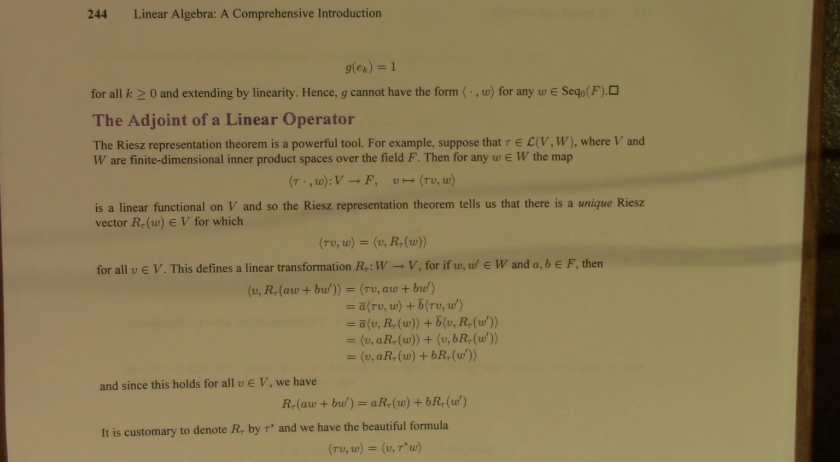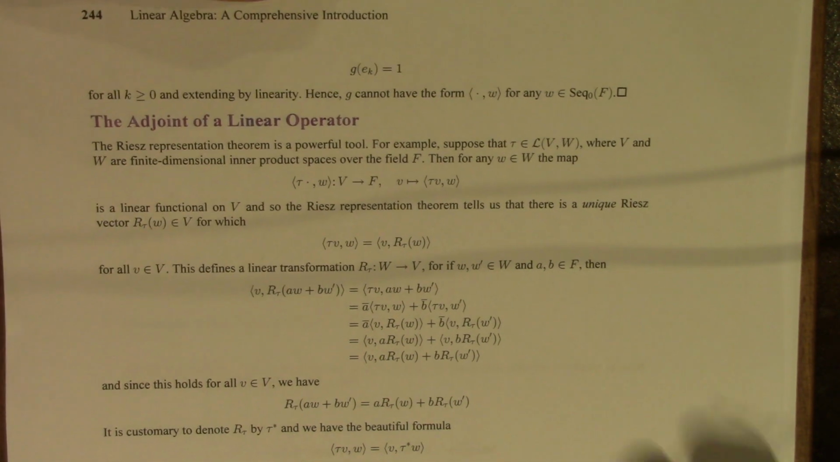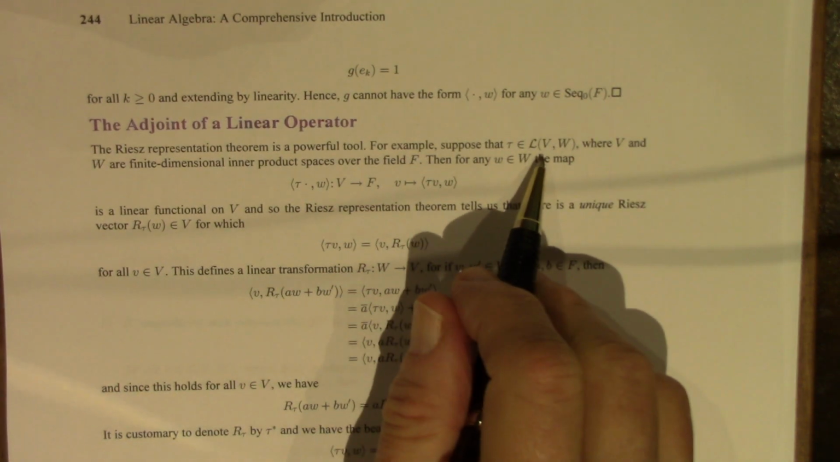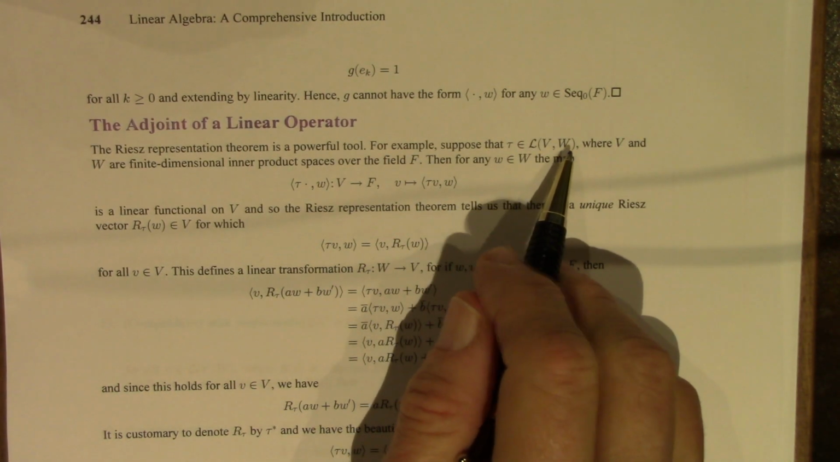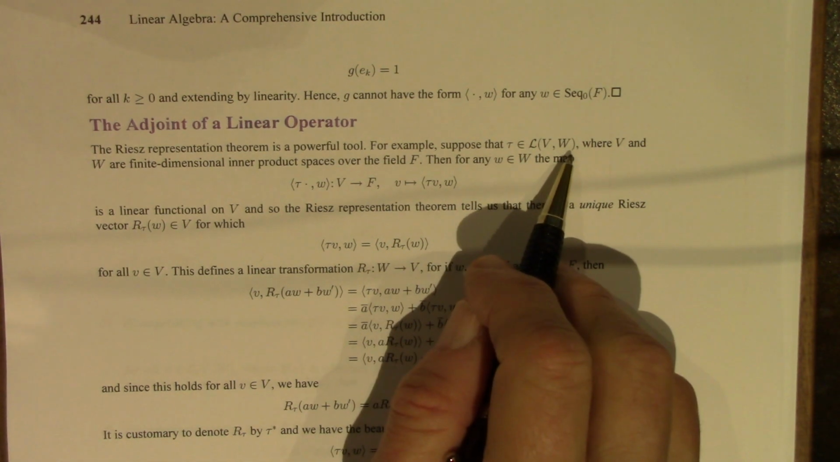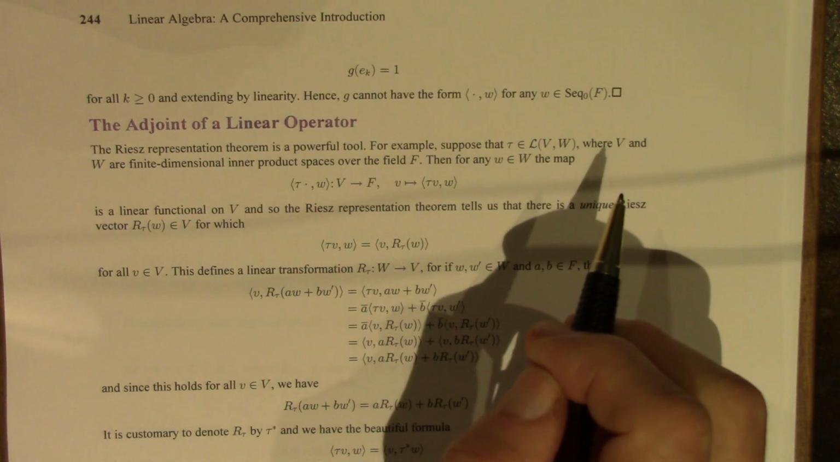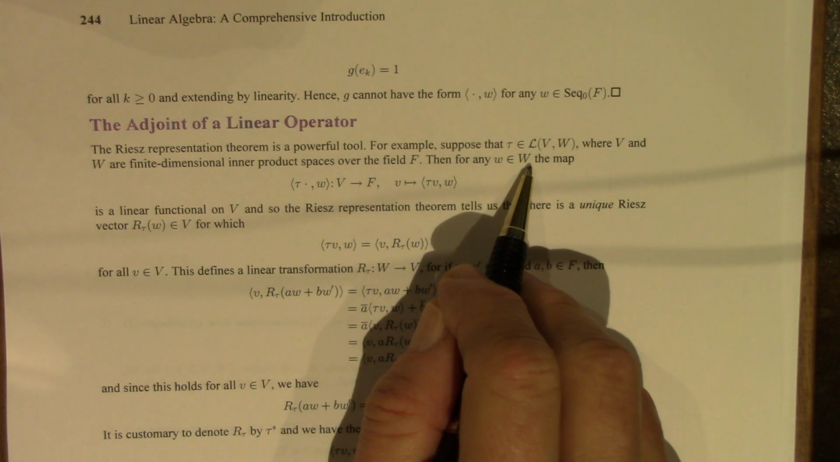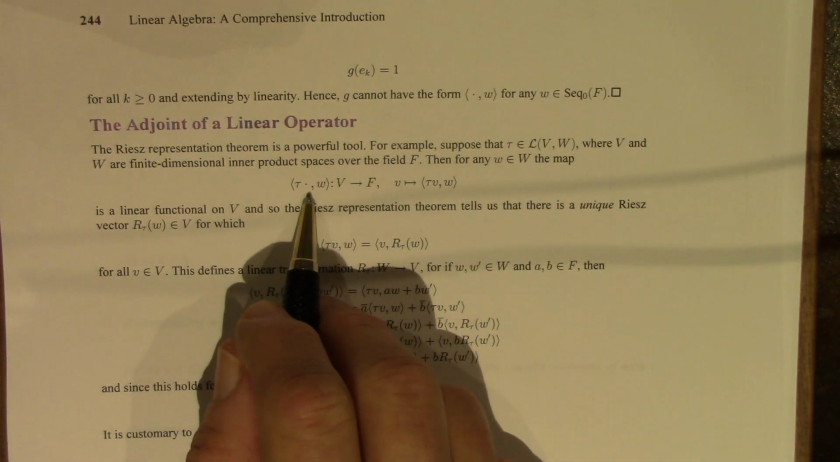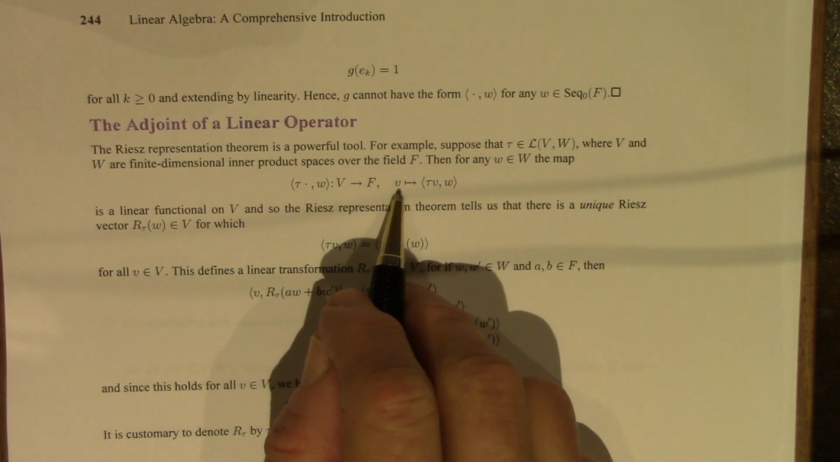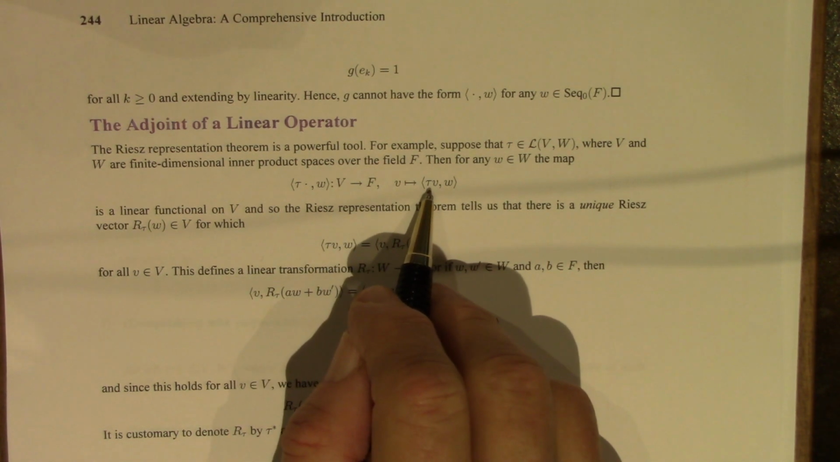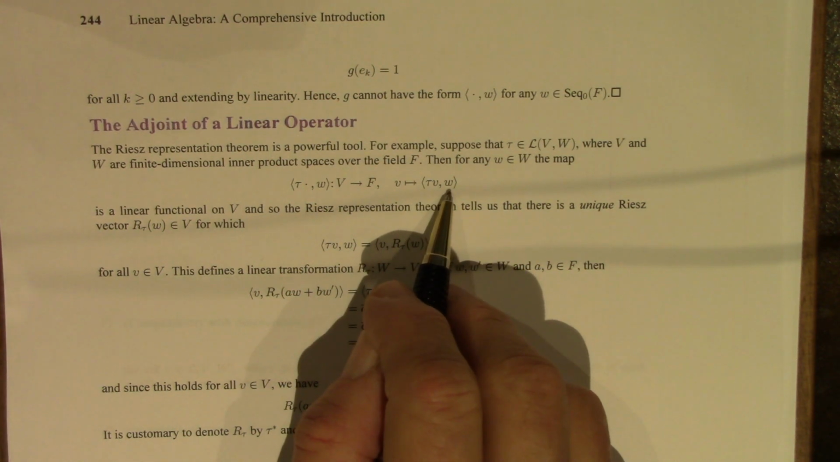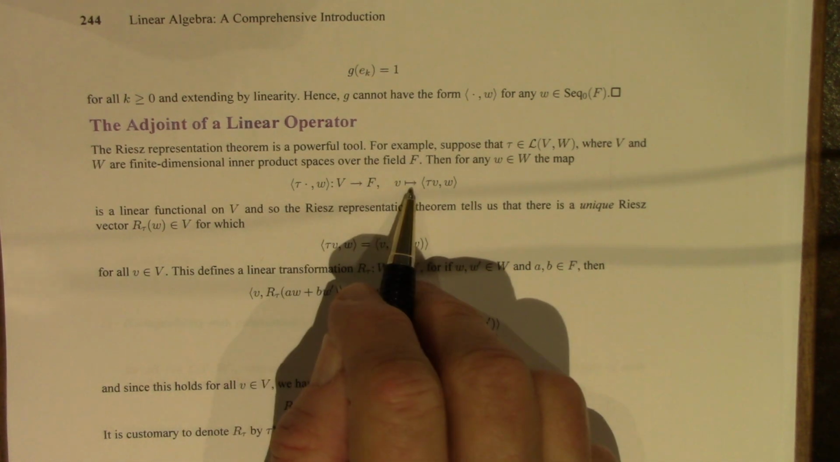The Riesz representation theorem is quite a powerful tool. For example, suppose that tau is a linear transformation from V to W, where these are finite dimensional inner product spaces over a field F. Then for any vector little w in W, this map that takes a vector in V, first applies tau, and then you have a vector in W, and then takes the inner product with little w, this is a linear functional.